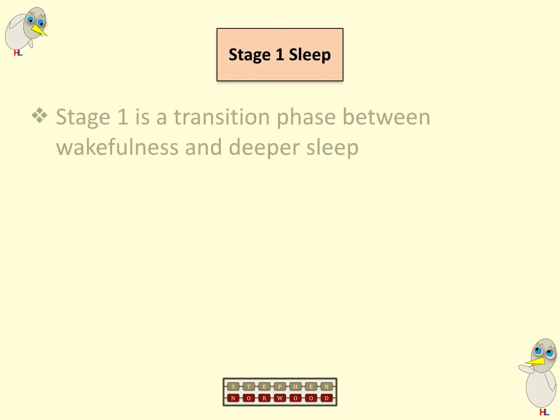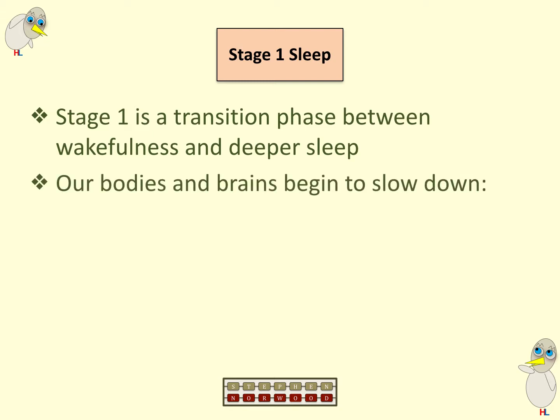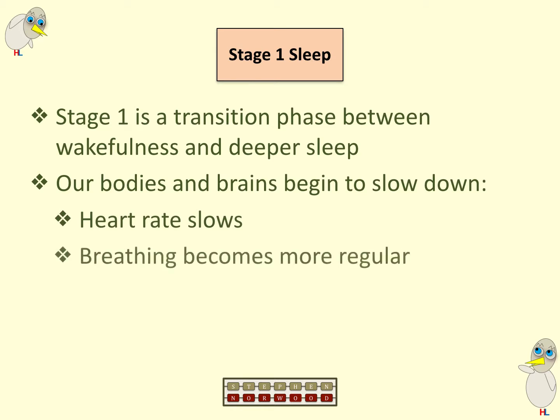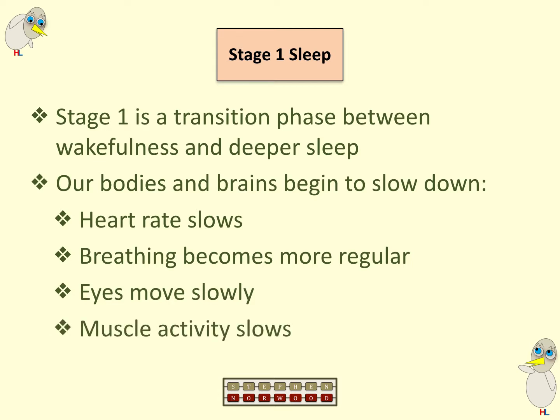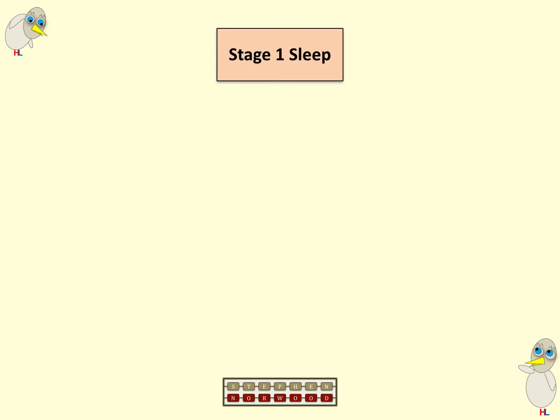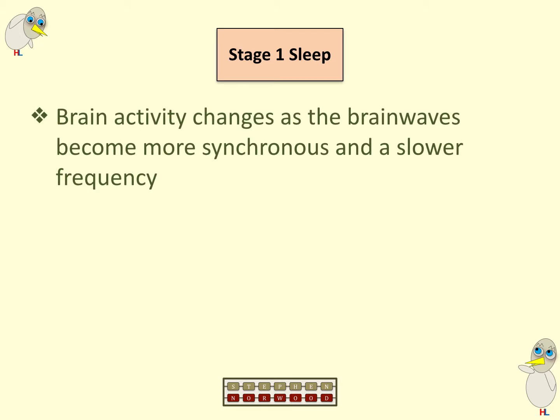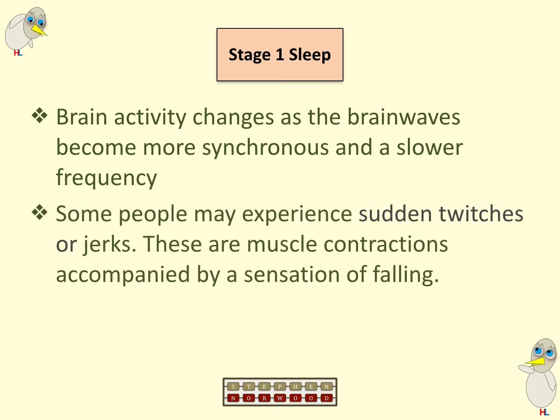Stage 1 sleep. Stage 1 is the transition phase between wakefulness and a deeper sleep. Our bodies and brains begin to slow down. The heart rate slows, breathing becomes more regular, the eyes move slowly, and muscle activity slows. Brain activity changes as the brain waves become more synchronous and a slower frequency.